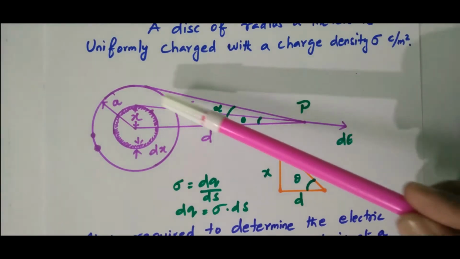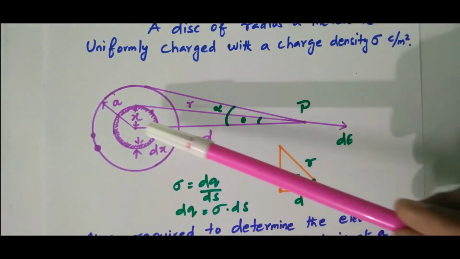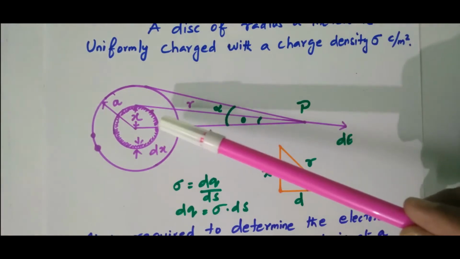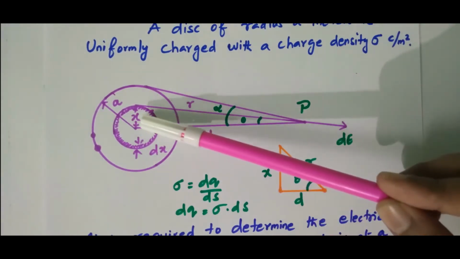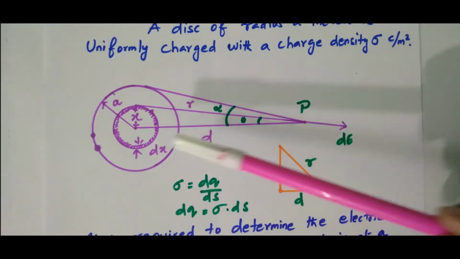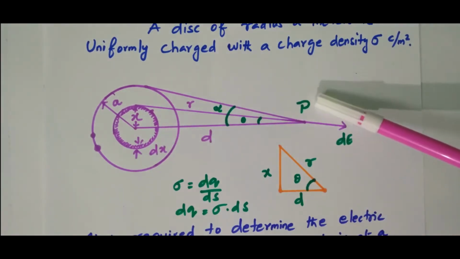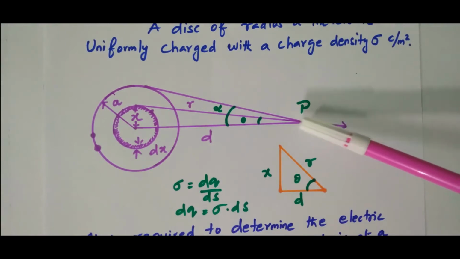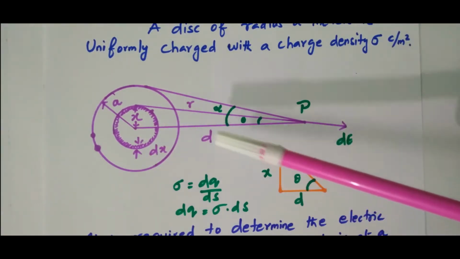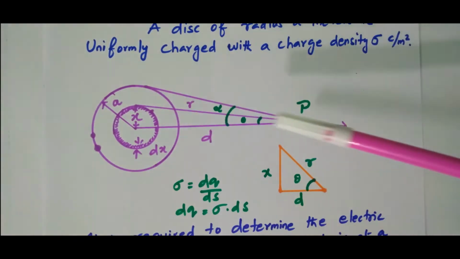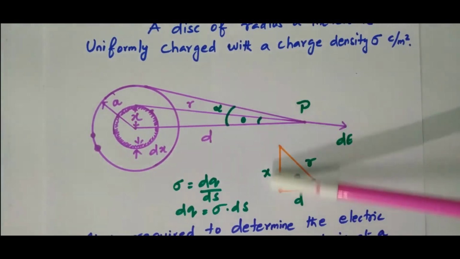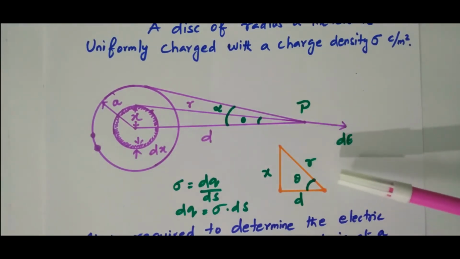Right? So we have the charged disk with radius a. It is assumed to be having several rings. We consider one ring at a distance x meter. The thickness is dx. Our aim is to find the electric field at this point P, which is at a distance d meter from the center of the disk. The distance between this ring and point P is r meter. This will be x meter. So this triangle is drawn separately.